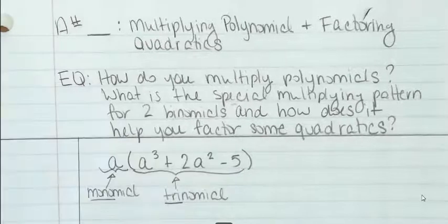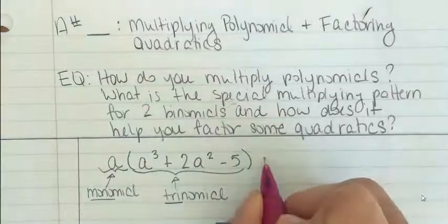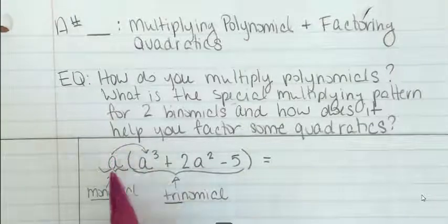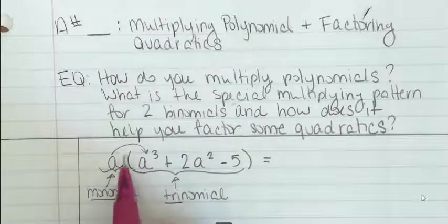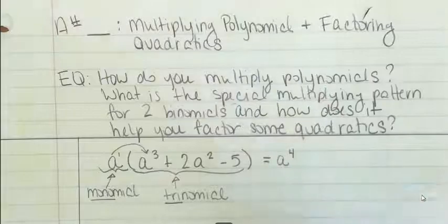Notice again that prefix tri. I'm basically just going to distribute. You've been doing this for a very, very long time. You should be very familiar with this. So you're going to take the a and distribute it to the first term. Well, a times a cubed, when you multiply bases that are alike, you add the exponents. So this gives us a to the fourth.